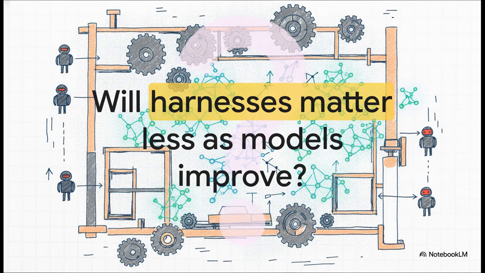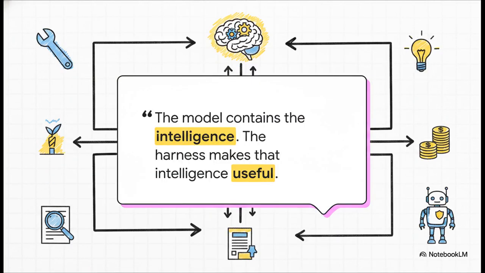Which brings us to a provocative final thought. It's a question I hear all the time. As raw model intelligence scales up, as these models get smarter and smarter out of the box, won't all this scaffolding just become completely obsolete? Well, the answer is pretty nuanced.